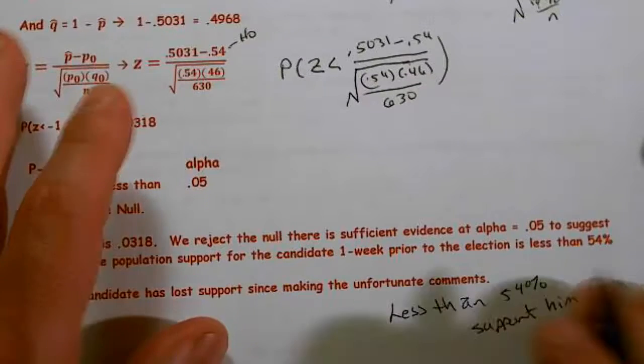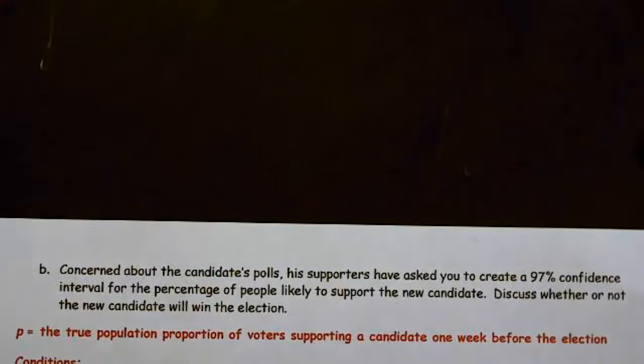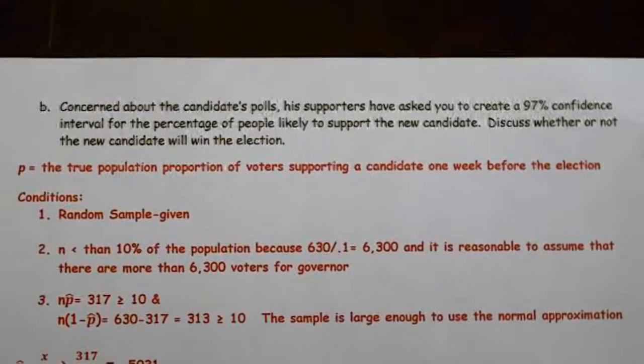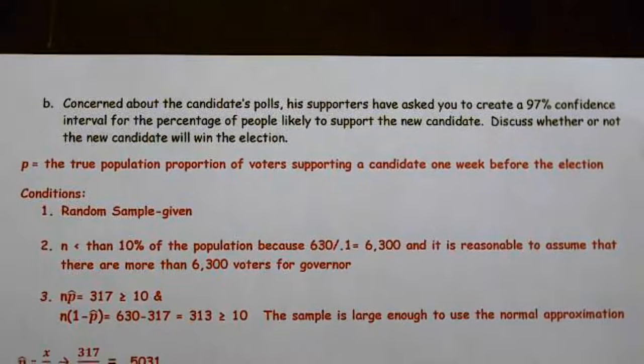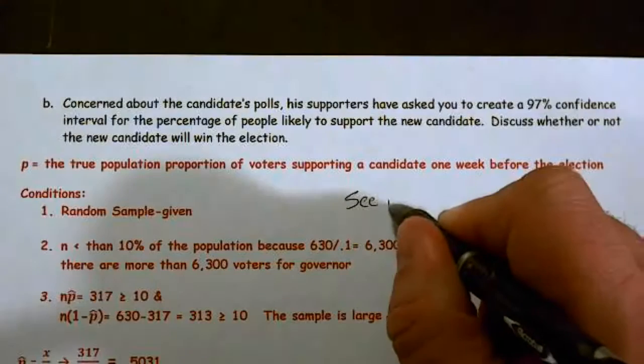Okay, all right, continuing on. We have a second half of this problem. Concerned about the candidate's polls, the supporters have asked you to create a 97% confidence interval for the percentage of people likely to support the new candidate. Discuss whether or not the new candidate will win the election. Here, I just copied over my conditions, and you can just say see part A. It's all right to say see part A because we've already done this.